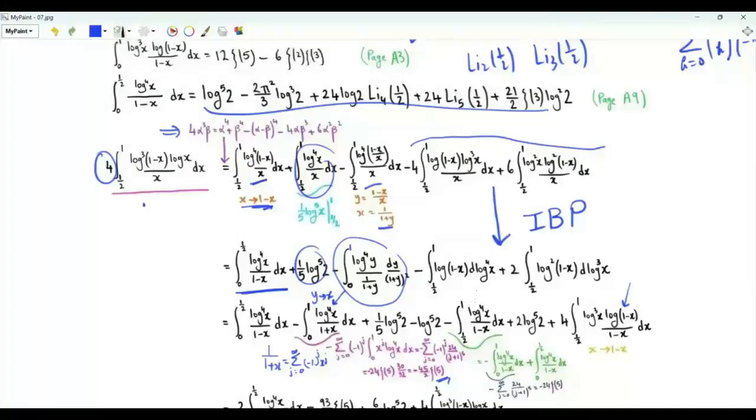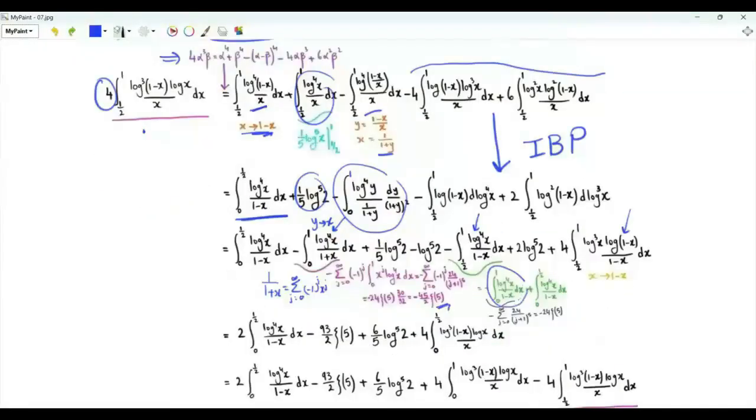Replace x here by 1 minus x. Rewrite that integral as an integral from 0 to 1 minus an integral from 0 to 1/2. This part is minus 24 zeta of 5. These two integrals are here.